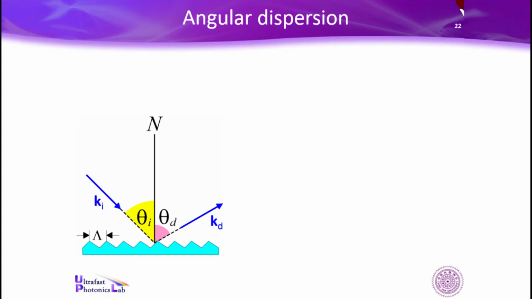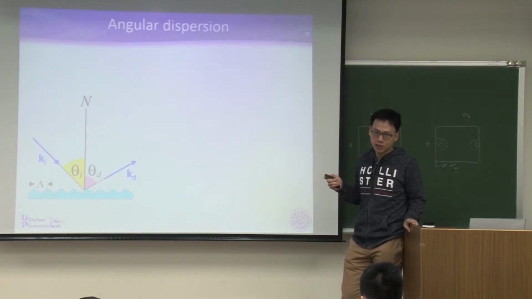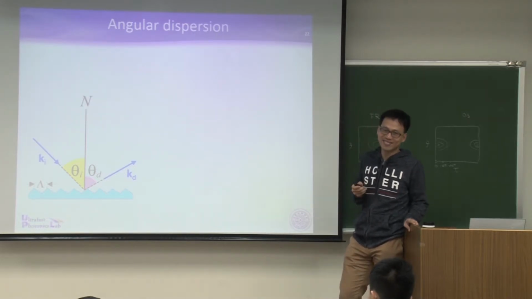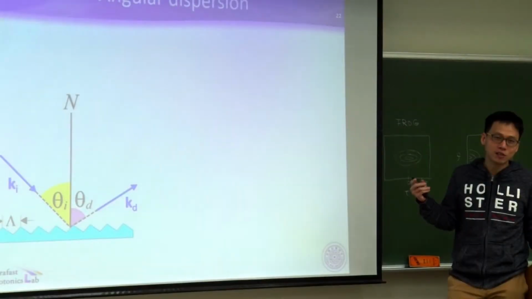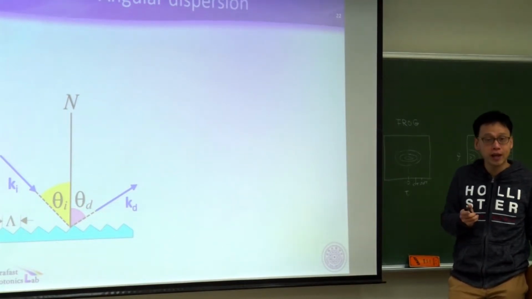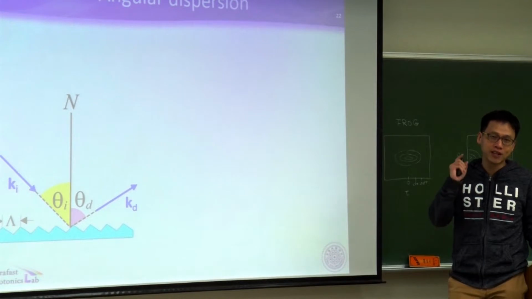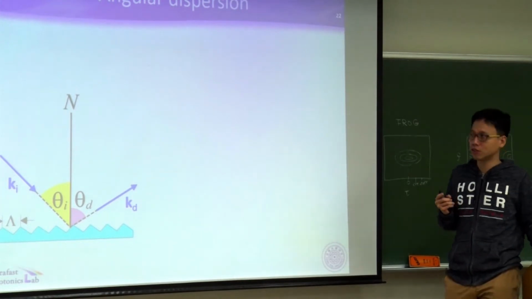Now, we need some mathematical analysis. Okay. So what we need to derive is maybe theta d, the diffraction angle, as a function of wavelength, right? That would be the angular dispersion formula. But how to arrive at this relation?